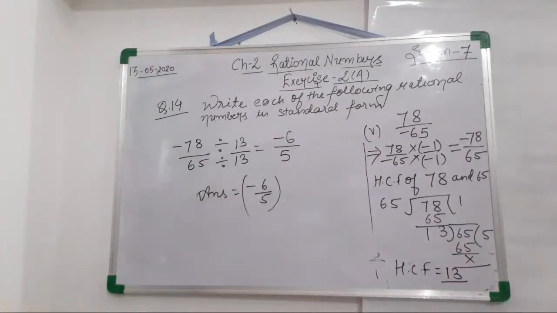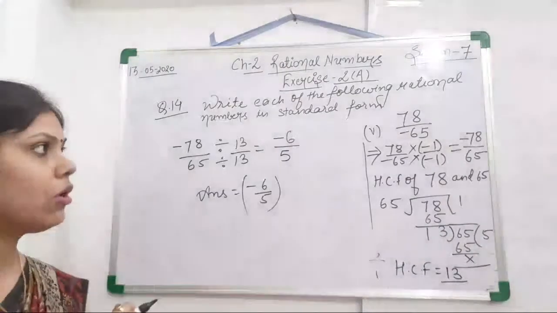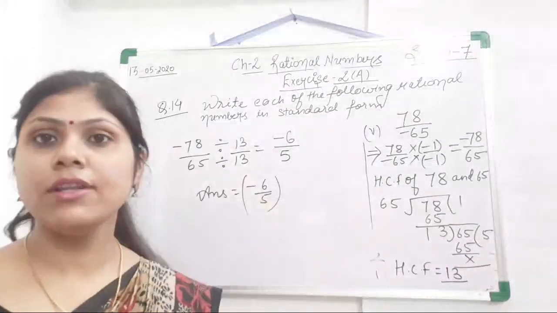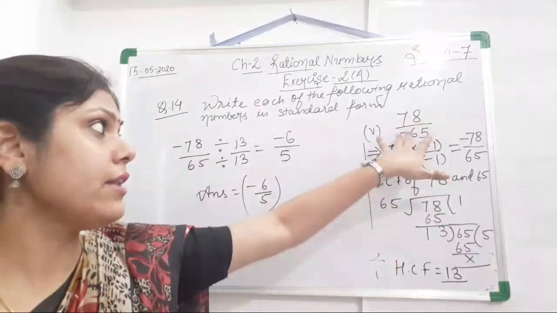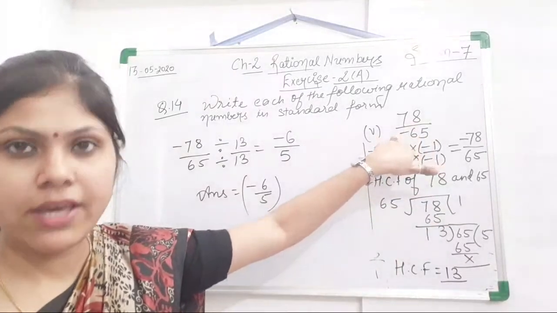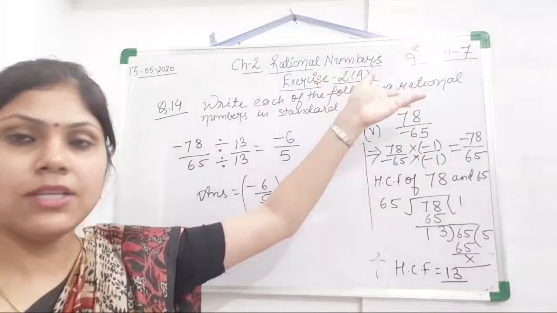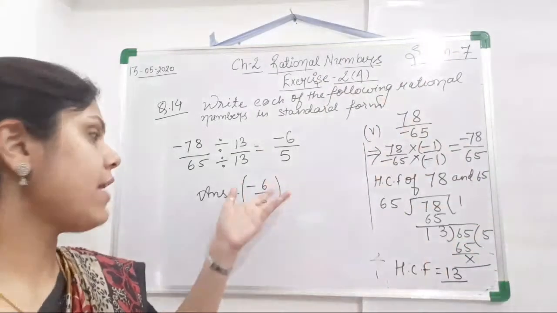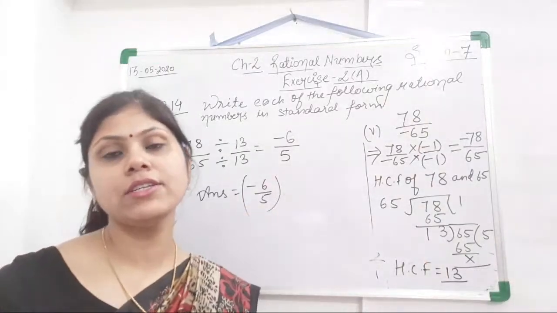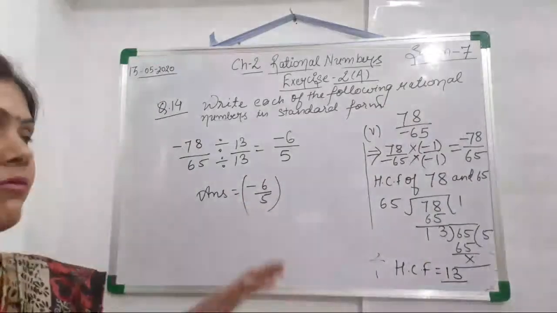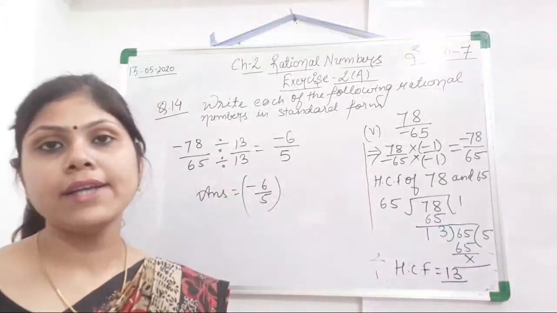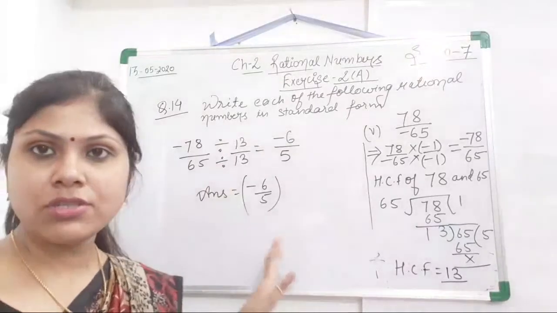I think this much is clear to you all. What is the difference in this question? The difference was just that in the denominator a negative sign was there. So you will make the denominator positive. Then you will take out the HCF, and by whatever HCF you get, you will divide the numerator as well as the denominator and you will get the required answer. I think this much is clear to you all.